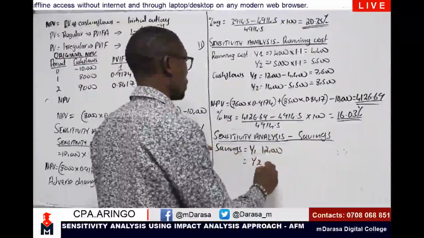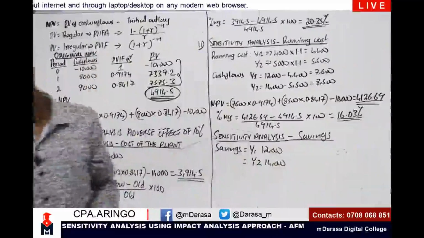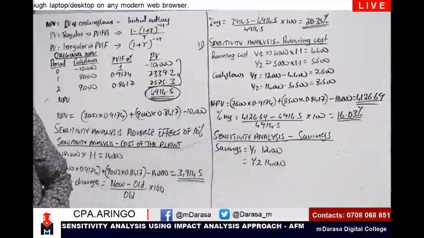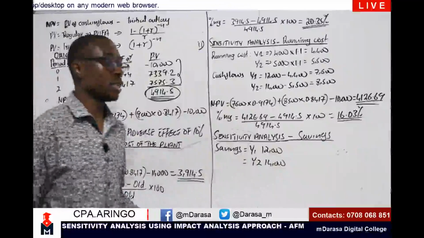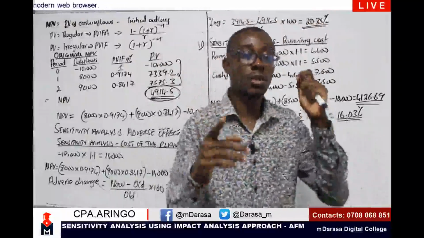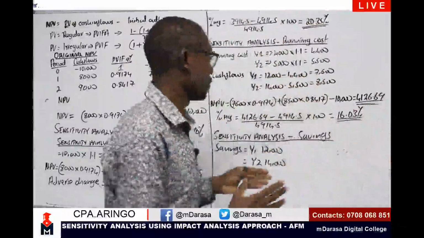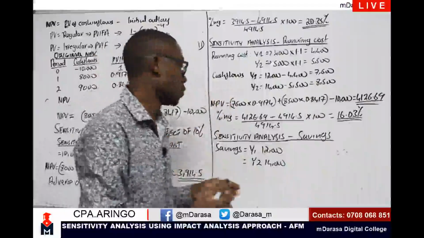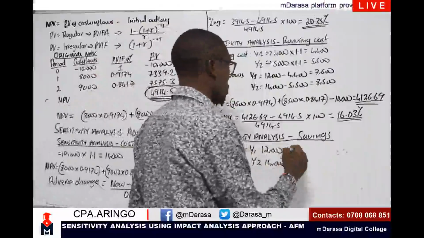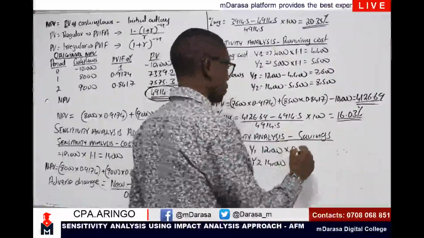Year two savings, we had 14,000. So if at all you are to talk of being adversely affected, it means that our savings are reducing. This time round, it's not like cost. Remember, adverse cost is an increase, but adverse savings means it is reducing. So reducing by 10%. That is to say my savings will reduce by 10%.